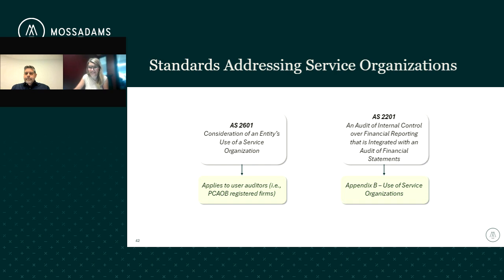A popular one as of late, network security services, a company you may have heard of called CrowdStrike. So this rise in outsourced systems and services has increased the demand for these third-party attestation reports. And the standards that I have here on the screen are really aimed to provide guidance on the auditor's use of these reports.